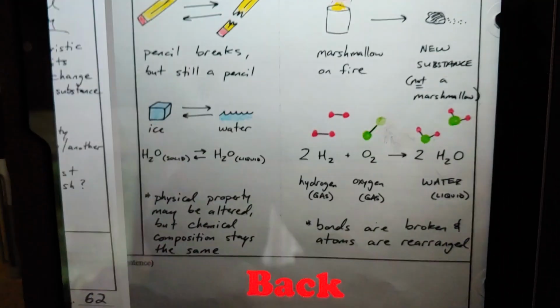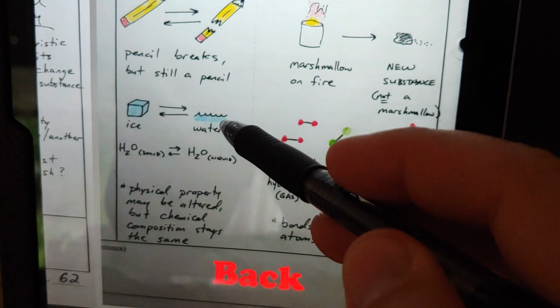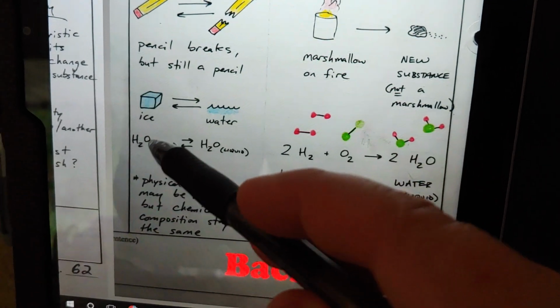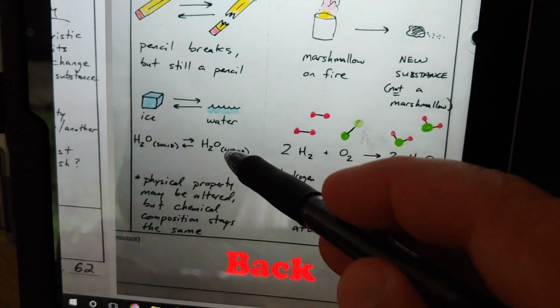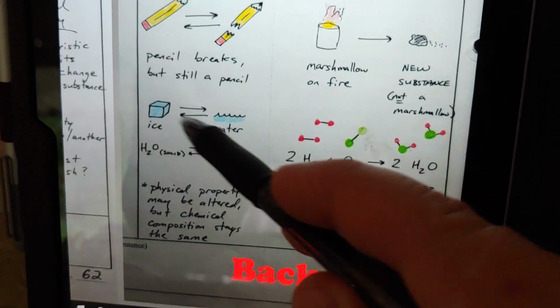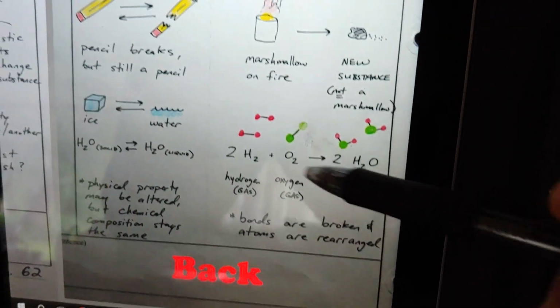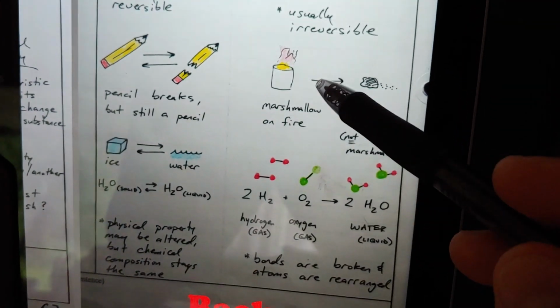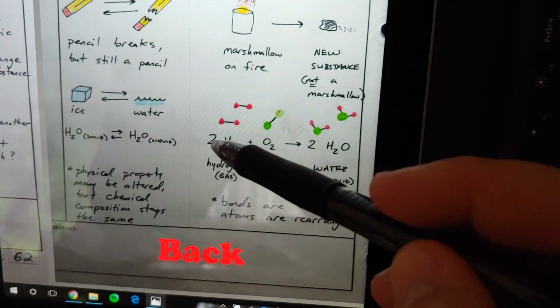Now, I mentioned right here again, with water. Here, for example, ice can turn into water, water could go back to ice. Basically, H2O solid can turn into H2O liquid, and H2O liquid could go back. Notice the arrows are going back and forth, okay? Here, notice the arrows only go one way. Once a marshmallow catches on fire, it's now something else. It's not a marshmallow. Here, this is a one-way reaction.